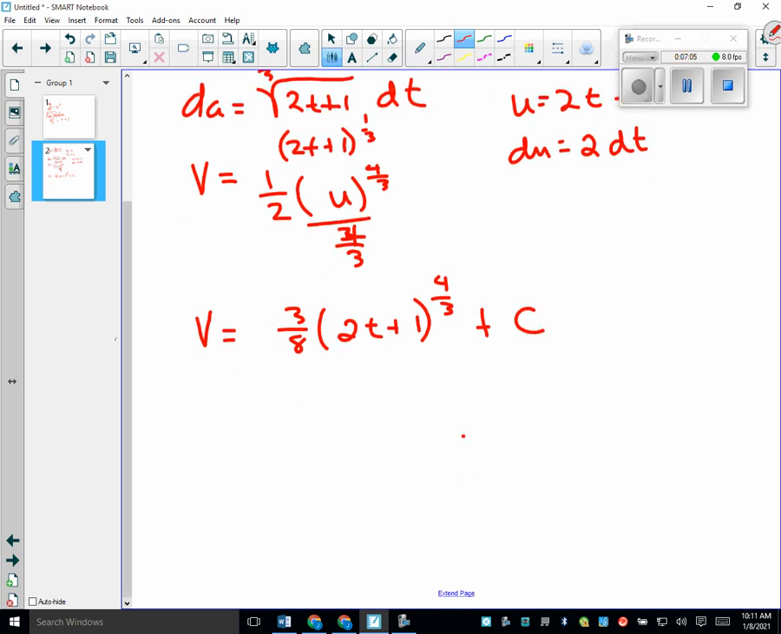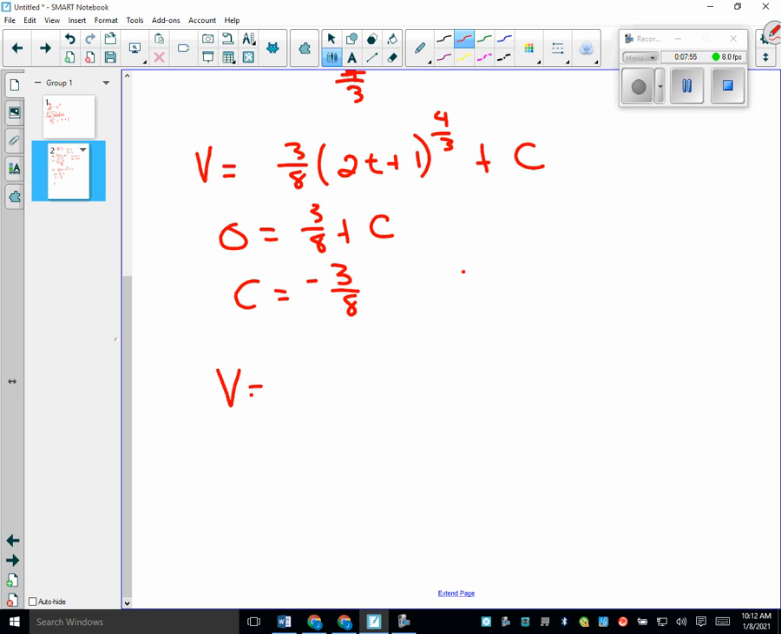So, 0 equals 3/8 plus c? No, that is not right, is it? T is 0. What's 2 times 0? Plus 1. 1 to the 4/3. 1 times 3/8. Right? Will you agree with that? So what is C? Negative 3/8. So now, isn't V equal to 3/8 times 2t plus 1 to the 4/3 minus 3/8? Right?